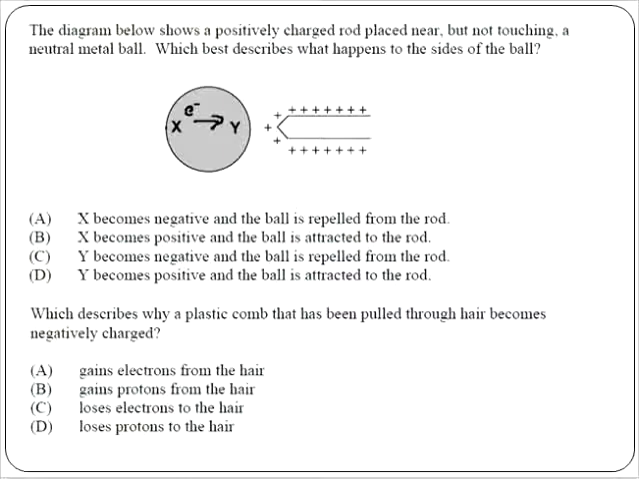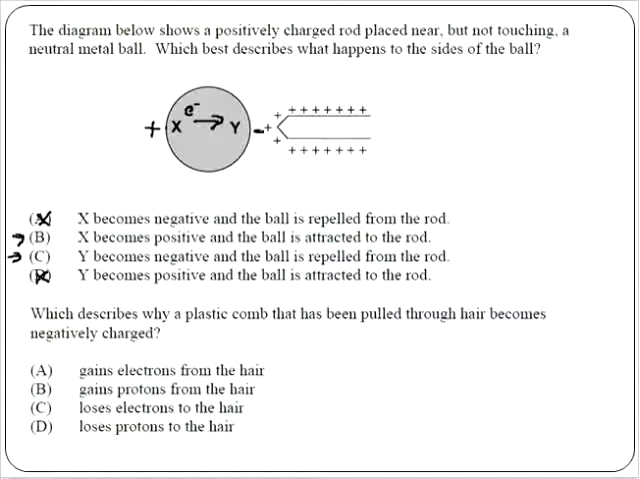So that means that this side is left with a deficit of electrons, which makes it positively charged. This side over here, Y, is left with an excess of electrons because the electrons are trying to get close to that positive rod. So what's happening is, at least temporarily, X becomes positive and Y becomes negative. Okay, X becomes positive, Y becomes negative. So we know it's either this one or this one. It's not this one or this one. X is positive, Y is negative. Okay, so we know it's either B or C.